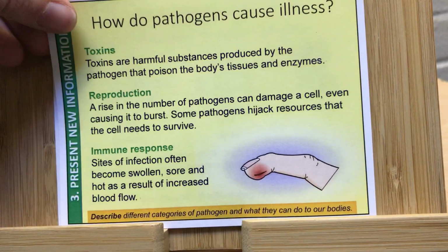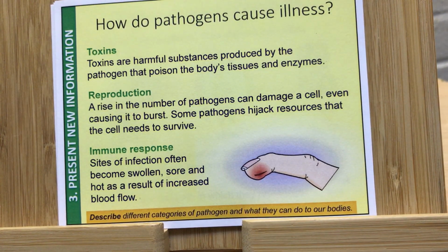So how do pathogens cause illness? They do 3 things. They produce toxins that poison the body's tissues and enzymes. They reproduce rapidly, damaging the cells, even causing cells to burst. They hijack the resources that the cell needs to survive. And thirdly, they create an immune response. Okay, so they cause an area of the body to become swollen, as you can see in the picture, sore, as a result of increased blood flow to that area. So 3 things that pathogens do to cause illness.